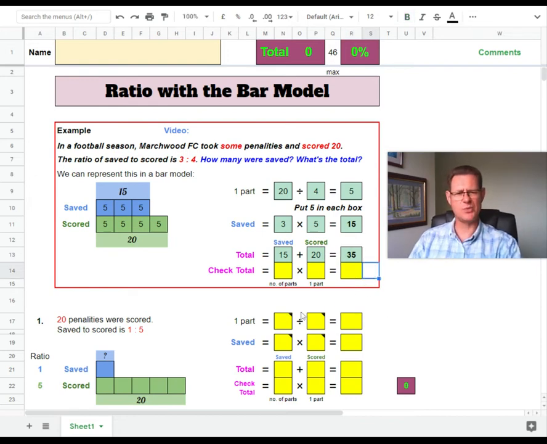But there is a really good way of checking that this is right. We can add up how many parts there are. 3 and 4 make 7, and you can see there are 7 parts in this diagram. So we're going to do 7 parts. One part is 5 goals, and we're going to multiply those together as a way of double checking that the answer is the same, and there it is, 35.